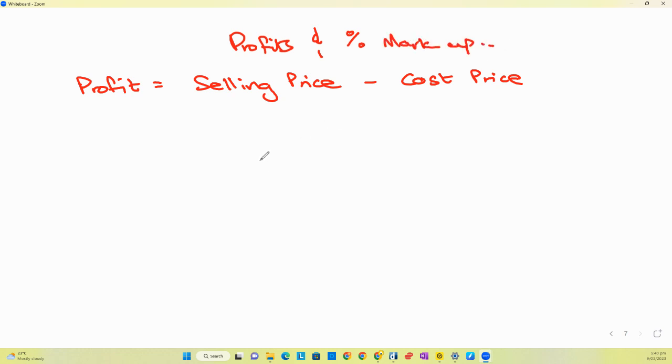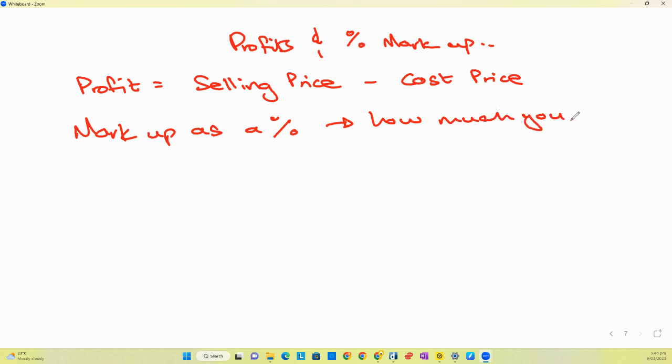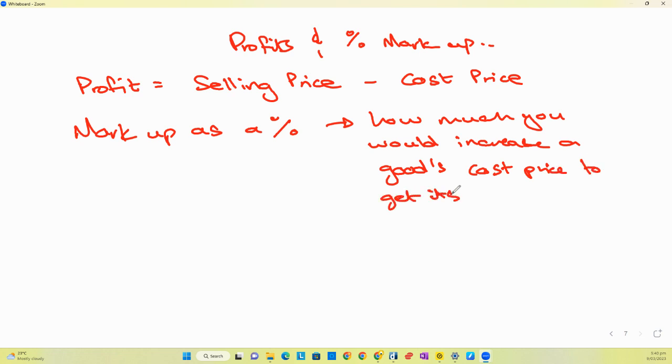What does that mean as well? So markup as a percentage is how much you would increase, let's call it, a goods cost or selling price. You're increasing the cost price to get the selling price. So increase the goods cost price to get selling price.